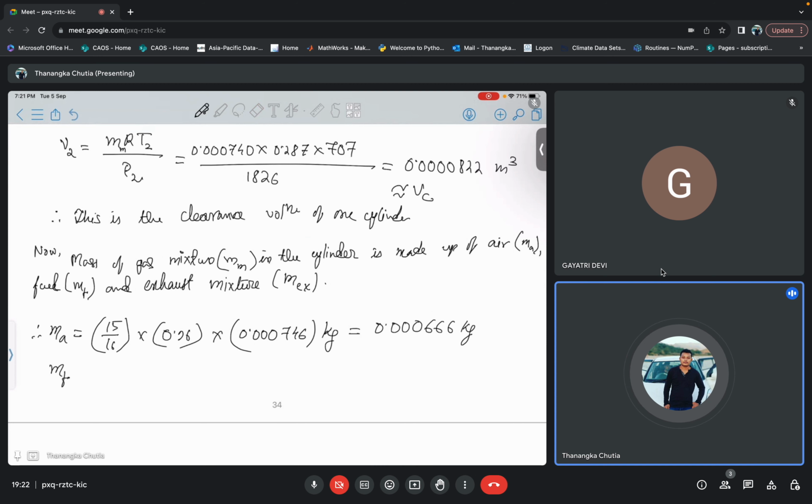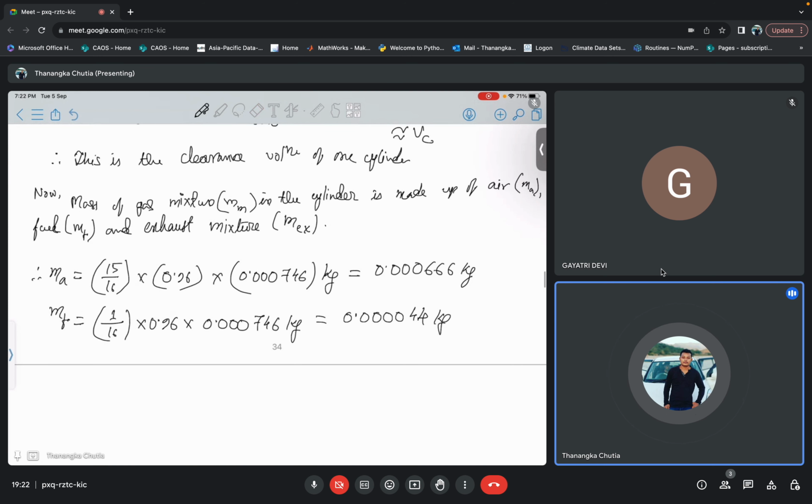Similarly, mass of the fuel also we can calculate. Mass of the fuel will be what? 1 by 16 times similarly 0.96 times 0.000746 kg. If you calculate this, you will get 0.00044 kg. Now again mass of the exhaust, it's very simple, because it is telling us that 4% is mass of the exhaust. So that means 4 by 100, that is 0.04 times whatever mass of the mixture was there, 0.000746 kg. So this will be 0.000030 kg.